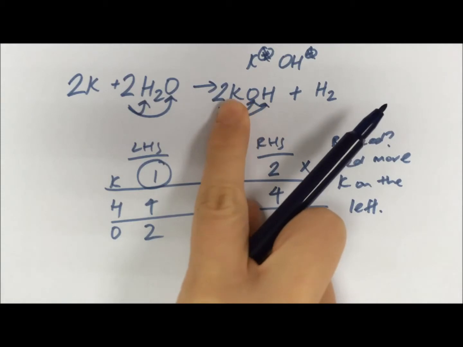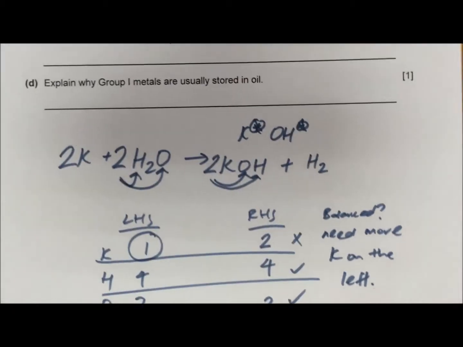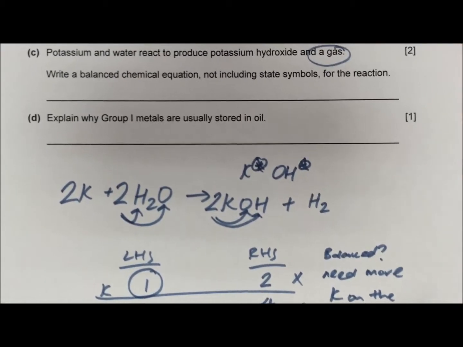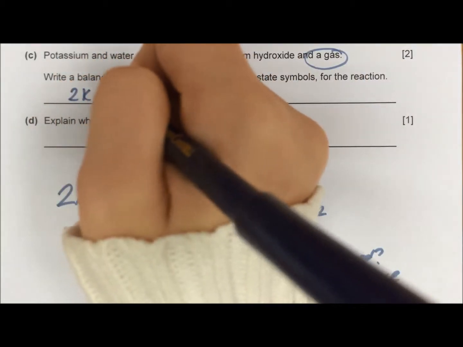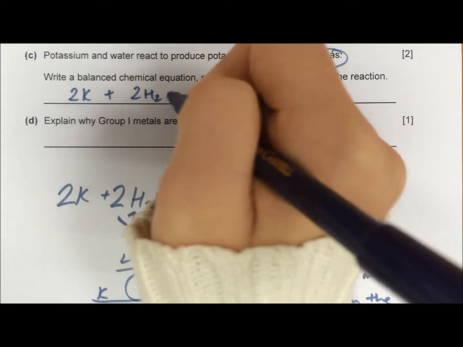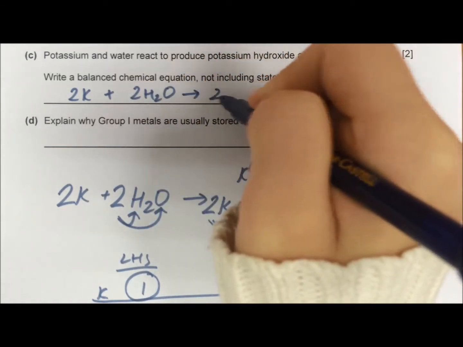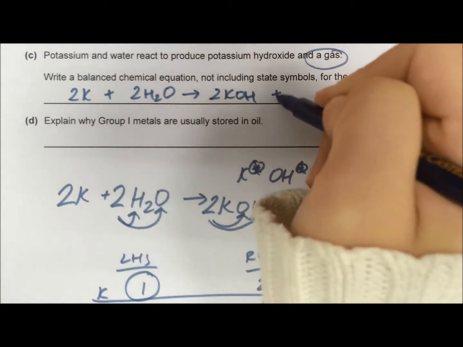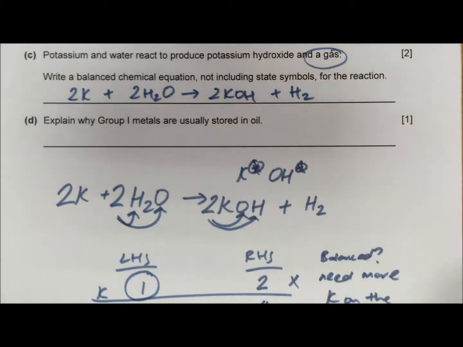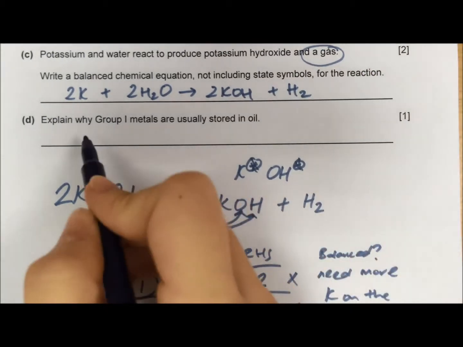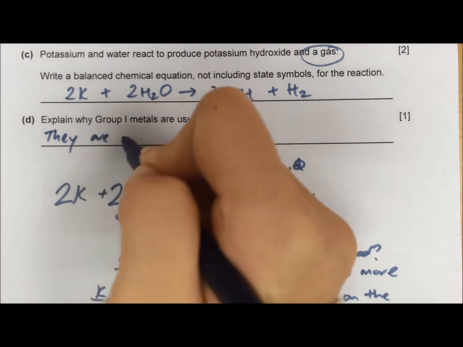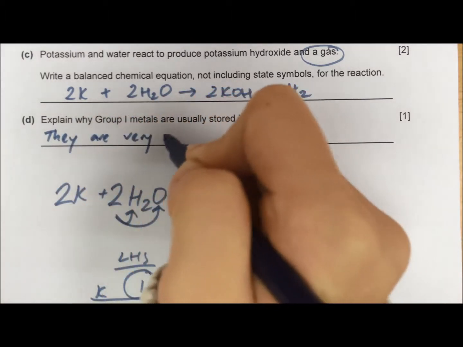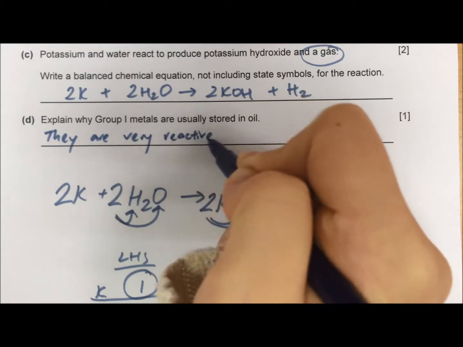So now I have 2K on the left and 2K on the right. So this is my balance equation. They do not need state symbols. Part D, explain why group 1 metals are usually stored in oil. So if you watch the video, you will remember that they are very reactive with air and water.